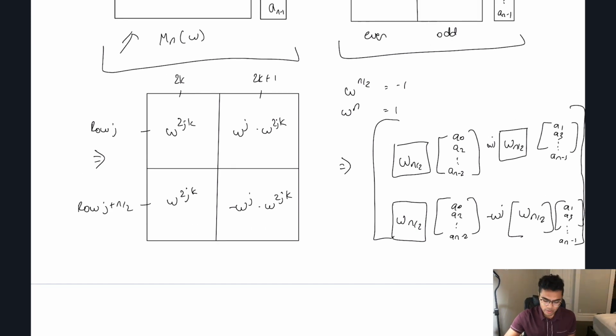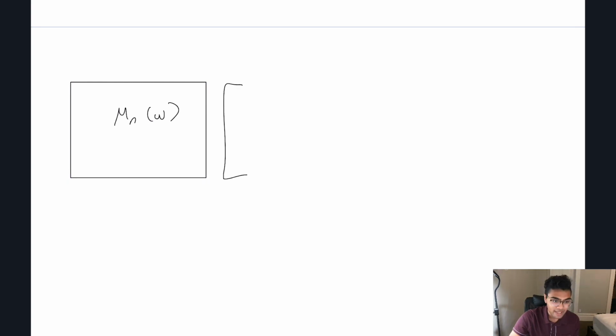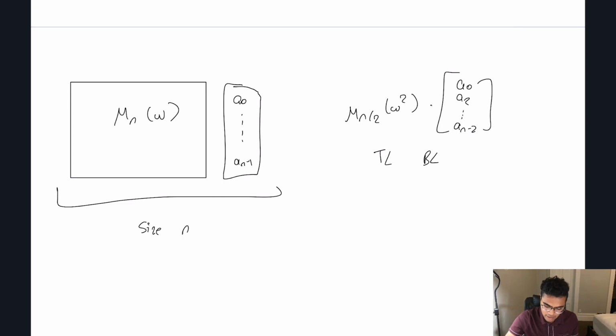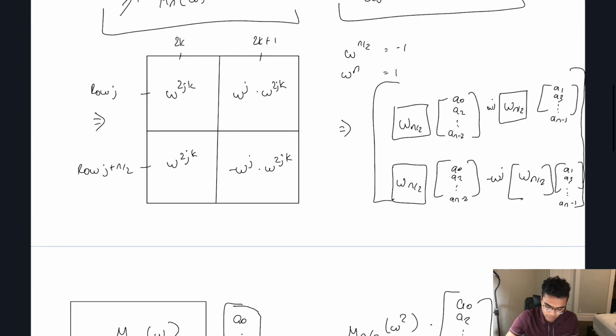And so what we've done is we've taken the product of our mn of w matrix. So we have this massive matrix, and we multiplied this by our vector a0 to an minus 1. And all we're saying is this was initially a size n problem. And what we're doing is we're expressing this in terms of two size n by 2 problems. Again, it's the product of mn divided by 2 of w squared times our evens, a0, a2 to an minus 2.